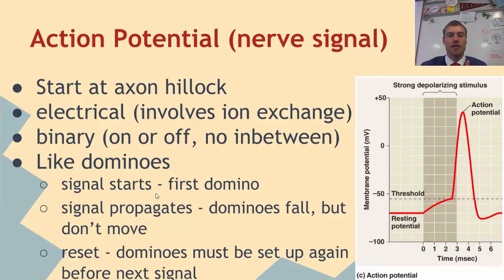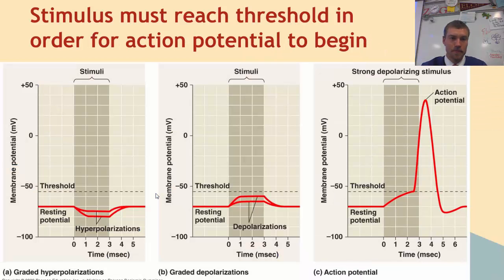But just like in dominoes, it's not that the dominoes are necessarily moving from one place to another. Rather, they are transmitting their energy in a waveform down the line. And it's very similar to what is going on as an axon is transmitting its signal. And then we reset, so the dominoes have to be set up again before the next signal can be passed along. And in the nervous system, each neuron has a built-in reset system.